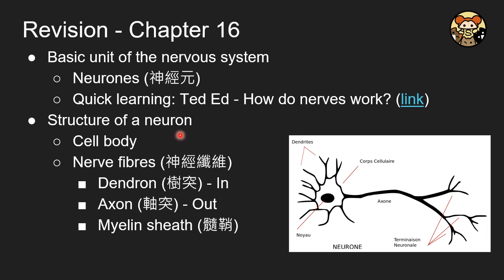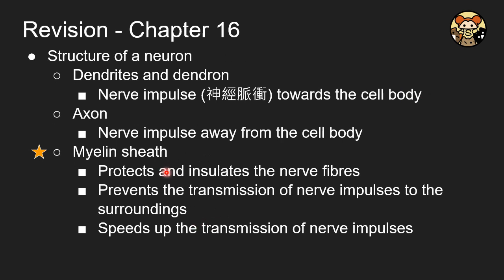And for the structure of neurons, here is the general structure. Remember that the dendron is the way into the cell body, and the axon is the way out of the cell body. And the axon is usually wrapped in a myelin sheath, and we will discuss it in greater detail. The dendron and axon transmit nerve impulses. It is a technical and professional term that you should always include in your answer.